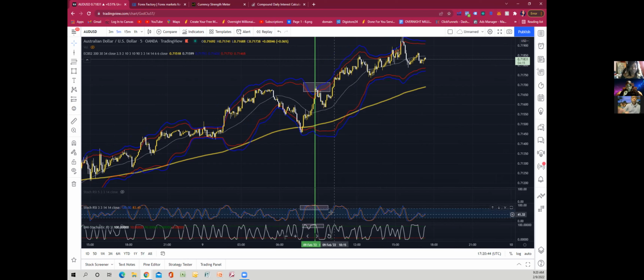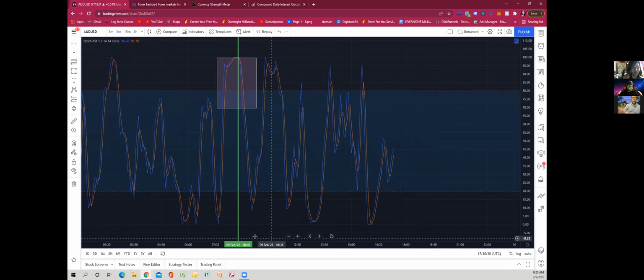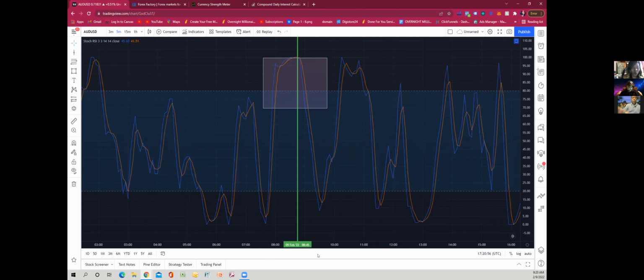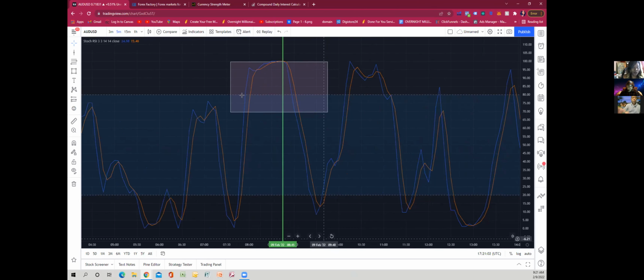So when you look at the stochastic right here, let me make this a little bit wider for you guys so that you can really see what I'm talking about. You also want to notice that there is a crossover. Now, I want to stress to you guys that a lot of people, especially on YouTube, say if it's overbought, sell, and if it's oversold, buy. No, that's not the case. Because you see this, it's overbought, overbought, overbought, and then it finally starts to drop.